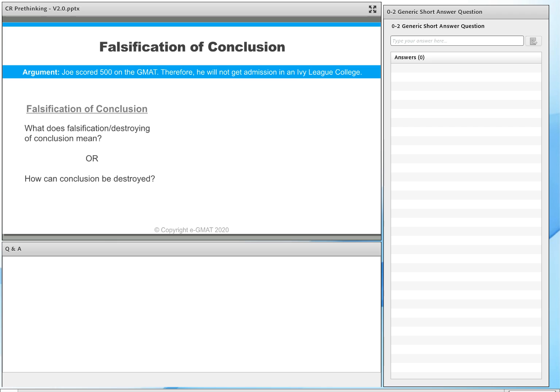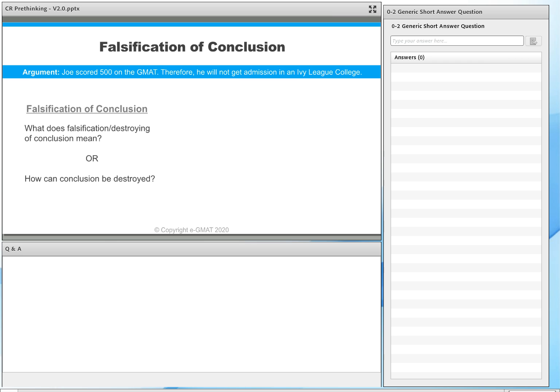Okay, so let's put this in the context of the very simple argument that we did. Understanding this basic concept is really important, because as we tackle 700 plus questions, this is the only thing that you would need to know. Everything else is going to be simple English. Okay, so what does falsification of conclusion mean?